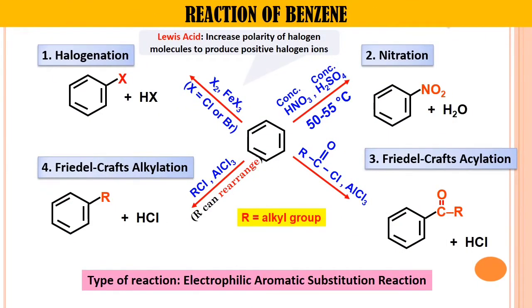As we know, the reactions of benzene consist of 4 reactions, which are halogenation, nitration, Friedel-Crafts acylation and Friedel-Crafts alkylation. All of these reactions are electrophilic aromatic substitution reactions. For now, we are going to focus on number 1, halogenation, number 2, nitration, and number 3, Friedel-Crafts acylation.